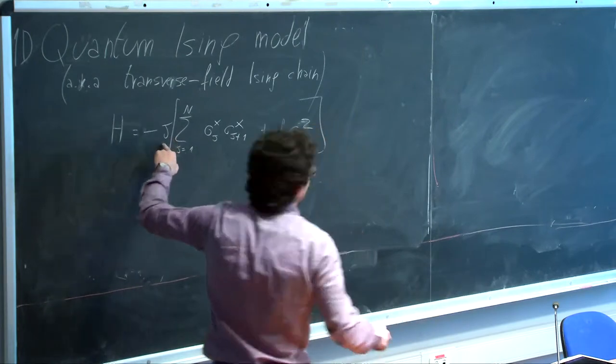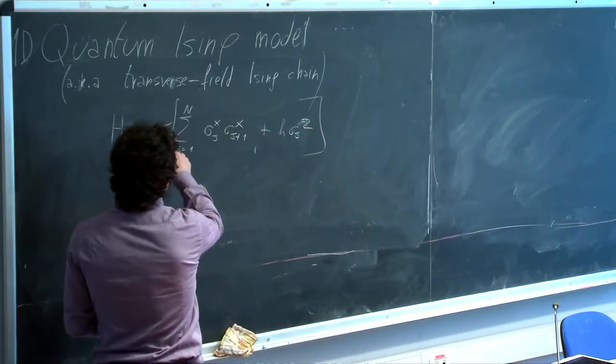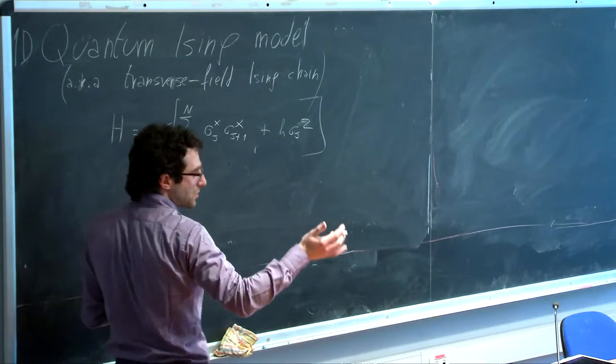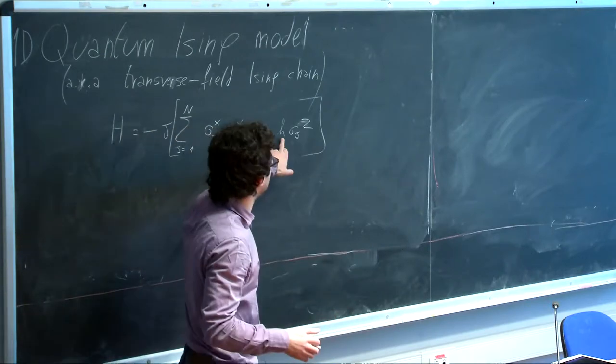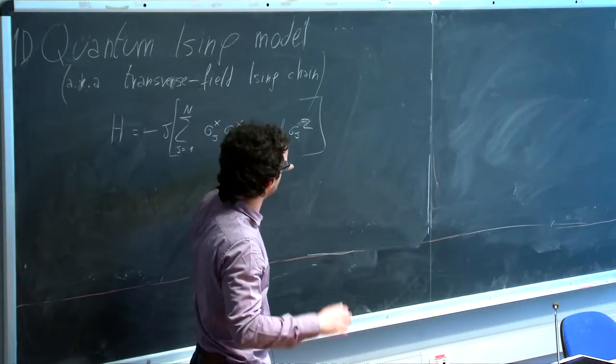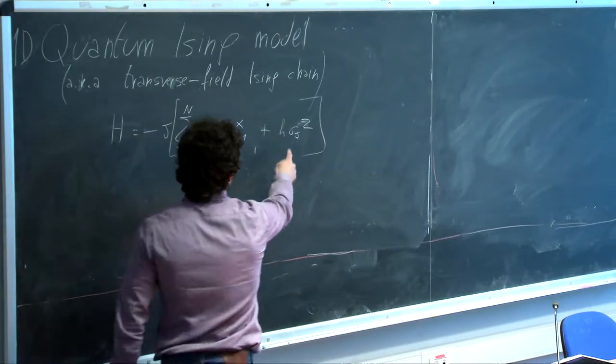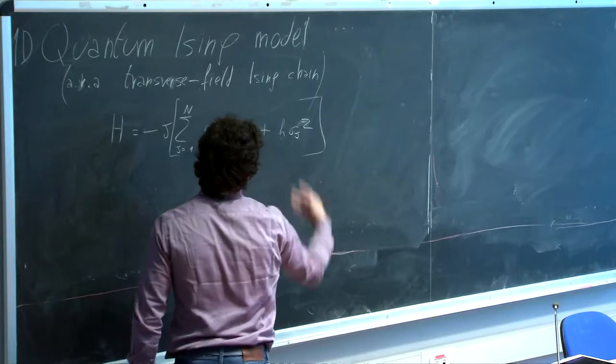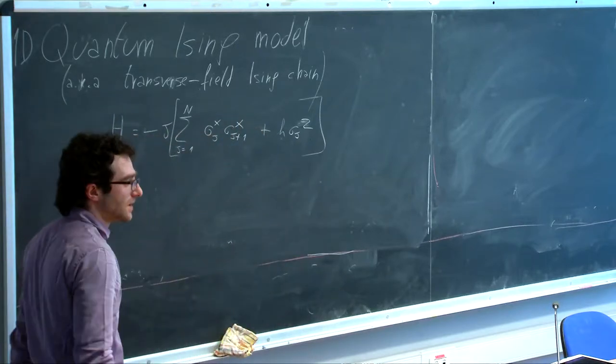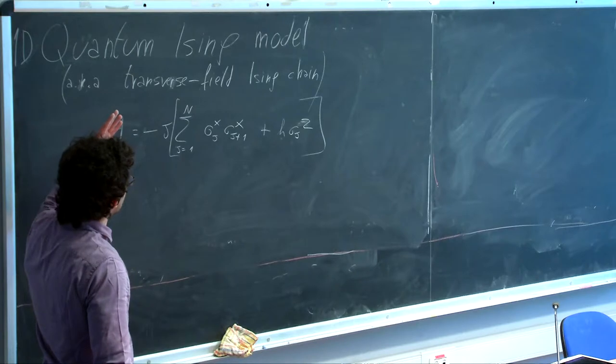It's your choice. I prefer to put it here, so I can choose J as the dimension of energy, and then h becomes dimensionless. It's just a simple choice, because I don't want to write H with some dimension. So this is the model.